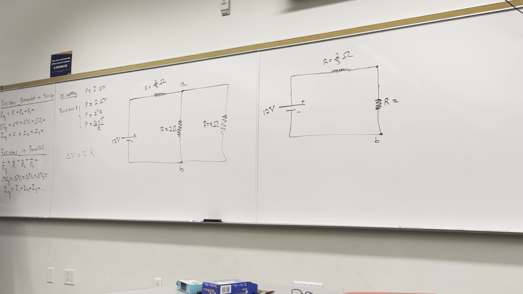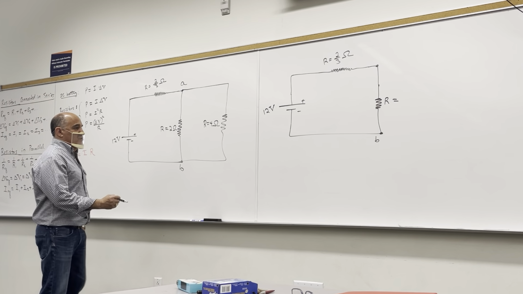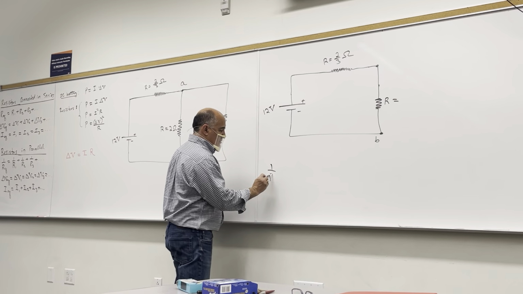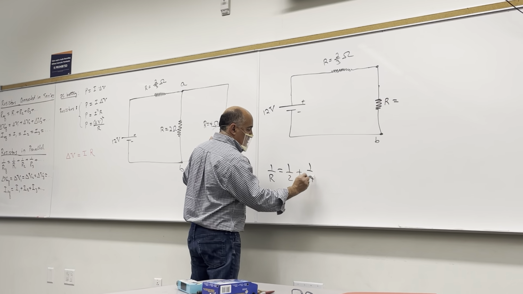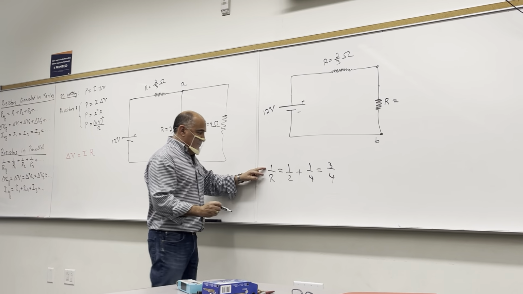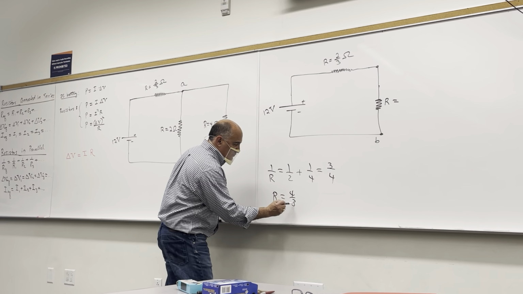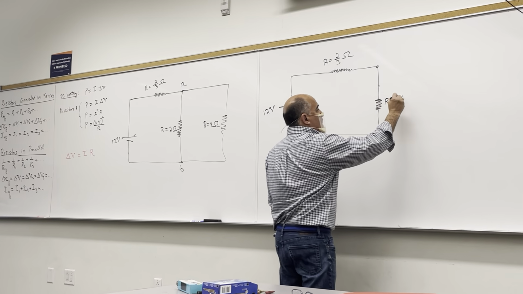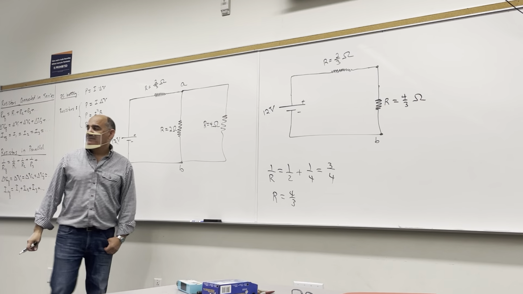Then I go to my formulas over here, and I see that if they are connected in parallel, I need to add their reciprocals and then take the reciprocal of that. So I do 1 over R will be 1 over 2 plus 1 over 4. And a half plus a quarter is 3/4, right? But remember, I gotta take the reciprocal of this, right? So the resistance of that combination is 4/3 of an ohm. So this will be 4/3 of an ohm. Yes?